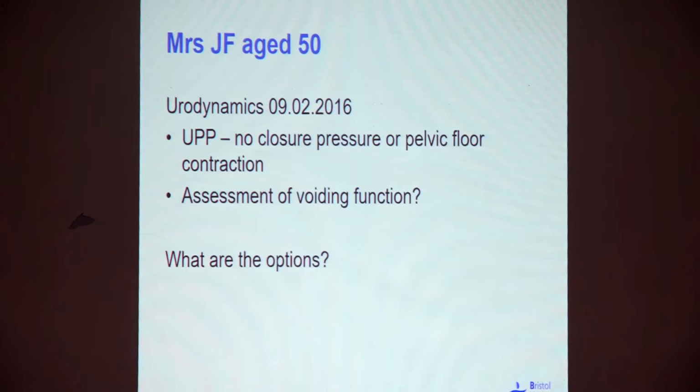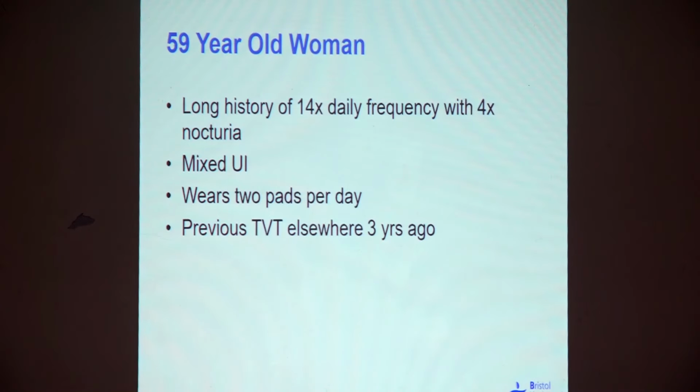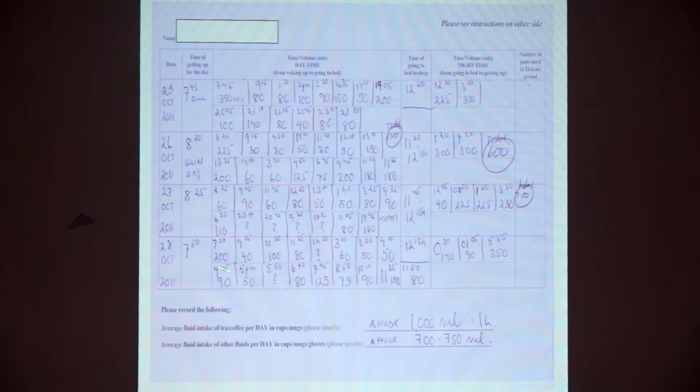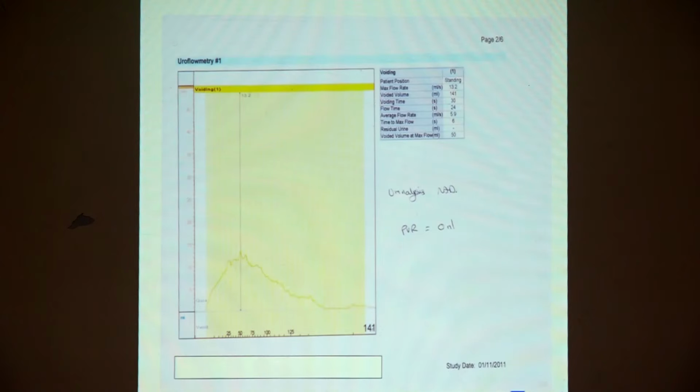This lady had previously had a TVT 3 years ago and now came back with frequency and nocturia, mixed incontinence, and 2 pads a day. So she again had never really been dry. And again, the bladder diary, this is an old style bladder diary, is vital in assessing these patients. She had a reasonable looking flow rate, no residual urine, so it didn't seem that voiding dysfunction was the problem.